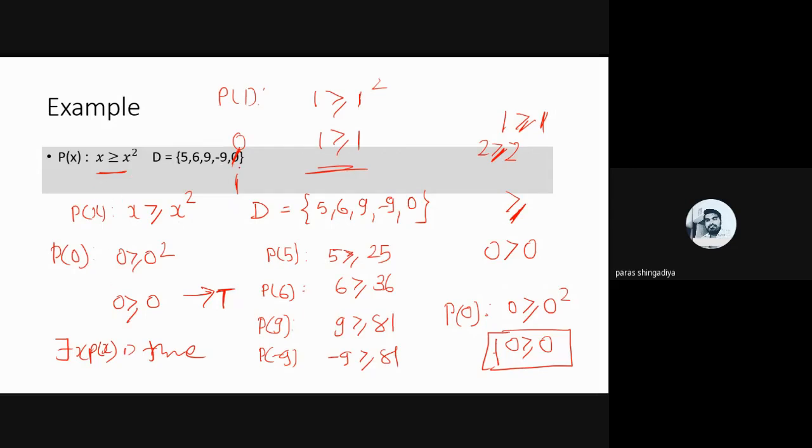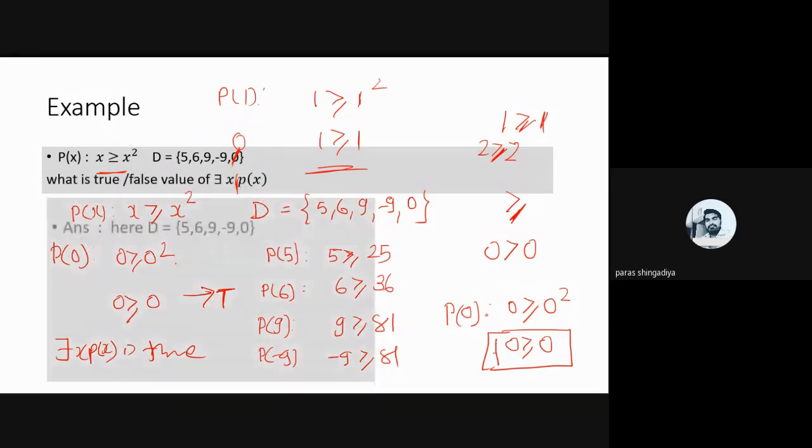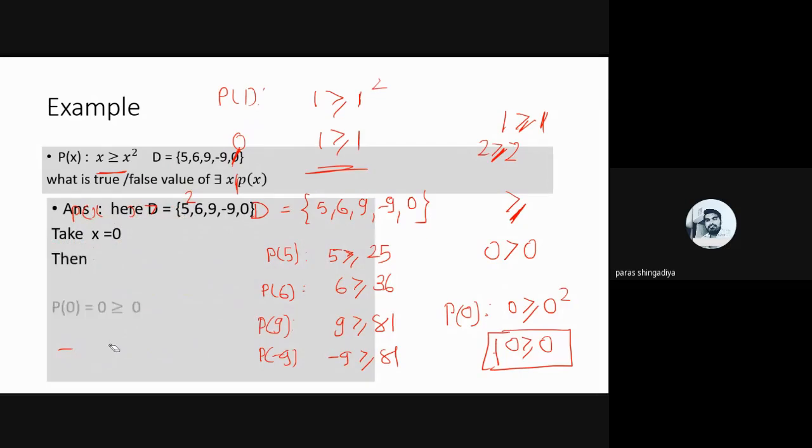Here one value from the domain, 0, and P of 0 becomes true. So that is the solution of this one. If we take x equal to 0, P of 0 will become true. That is the 0 greater than or equal to 0 form, it is true, therefore there exists x, P of x will be true. So that is the solution of the second example.